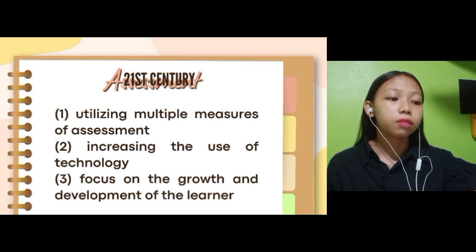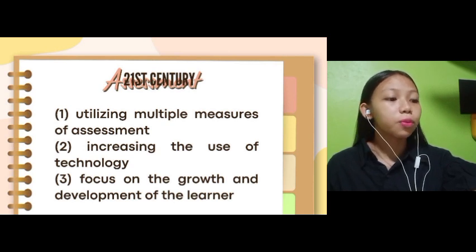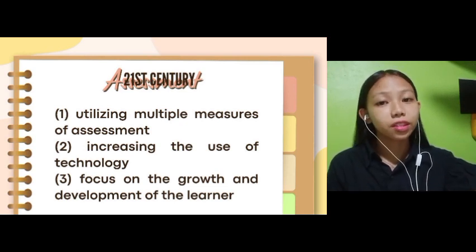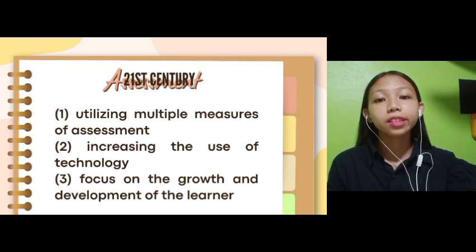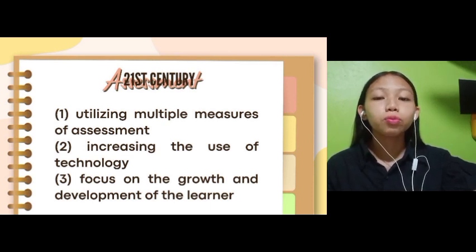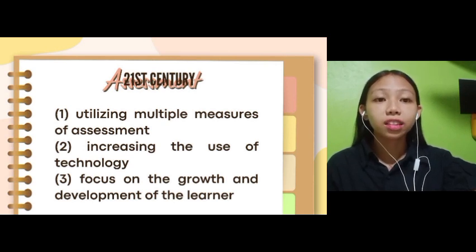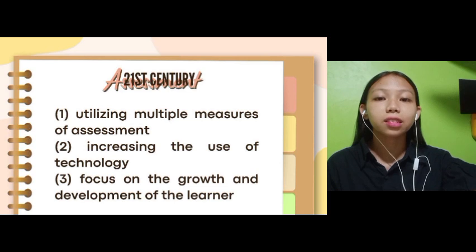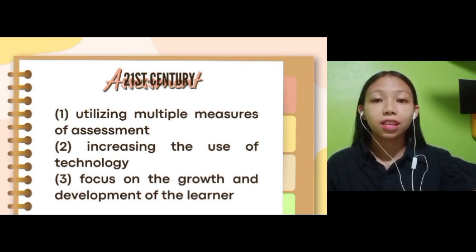It includes, first, utilizing multiple measures of assessment. Because we are in the 21st century, we should not just stick to one type of assessment. We should make use of more than one assessment to measure the students' abilities. For example, we should not stick to traditional assessment such as the multiple choice, true or false, matching type, and other paper and pencil tests because it also has a disadvantage.